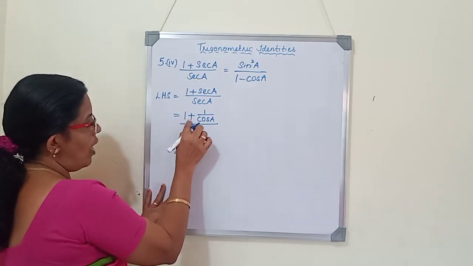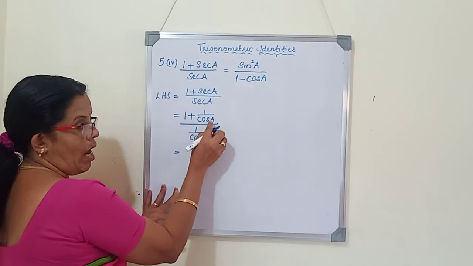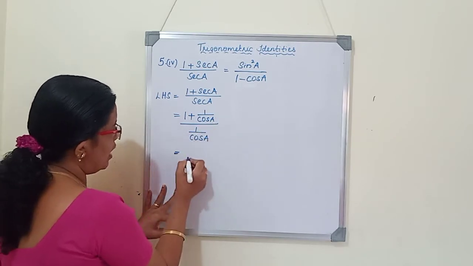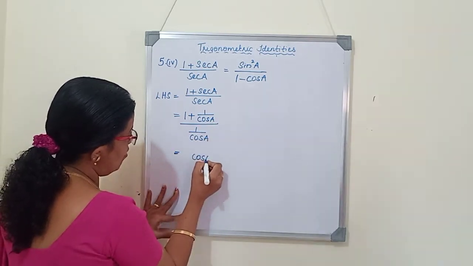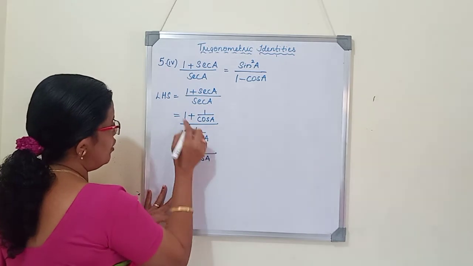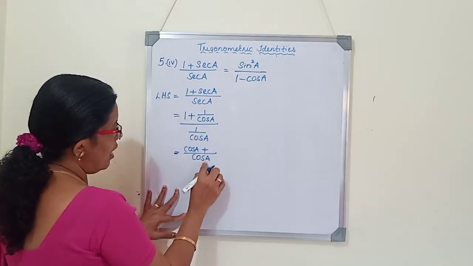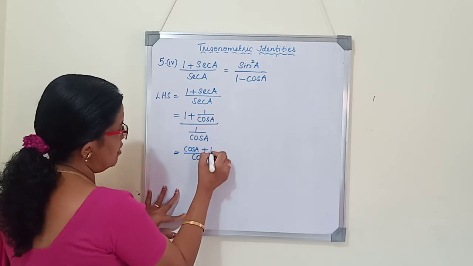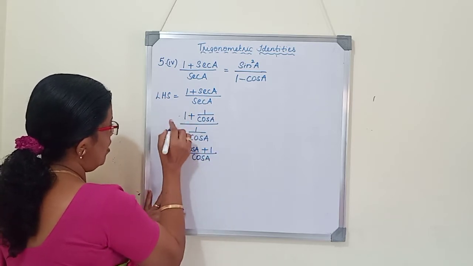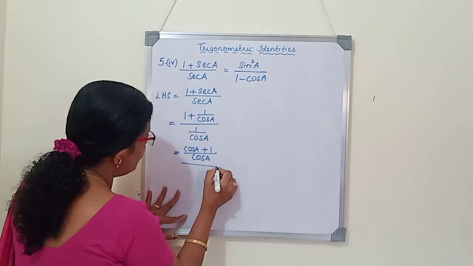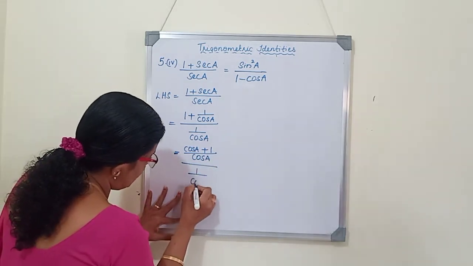Now in the numerator, 1 plus 1 by cos A, we will add by taking LCM. So cos A is the LCM. Cos A into 1 is cos A, plus here the denominator and LCM are the same, so 1 as it is, we will write, divided by 1 by cos A as it is.